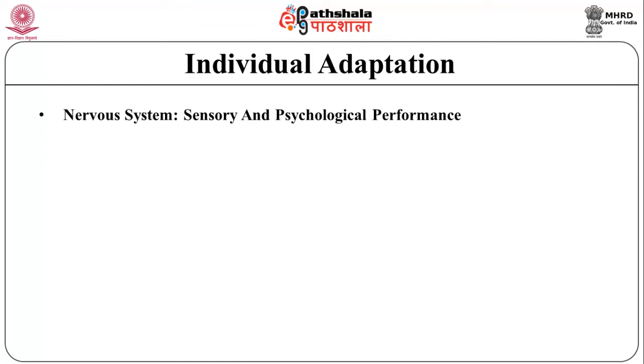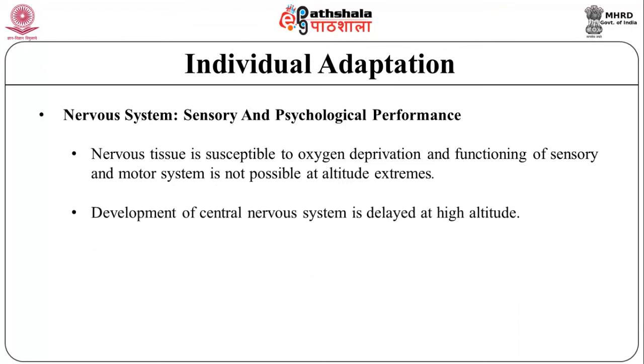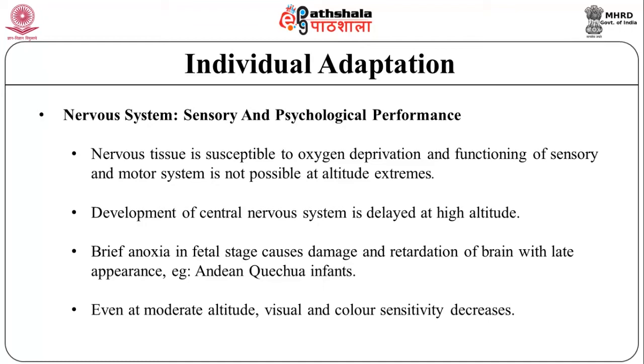We'll talk about the nervous system. In sensory and psychological performance, the nervous system is susceptible to oxygen deprivation, and functioning of the sensory and motor system is not possible at altitude extremes. Now, development of the central nervous system is delayed at high altitude. Brief anoxia in the fetal stage causes damage and retardation of the brain with late appearance, for example, Andean infants. Even at moderate altitude, visual and color sensitivity decreases.